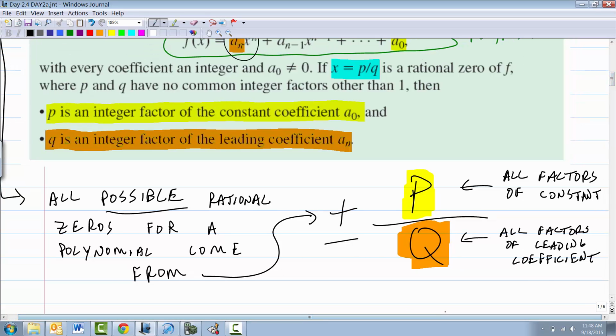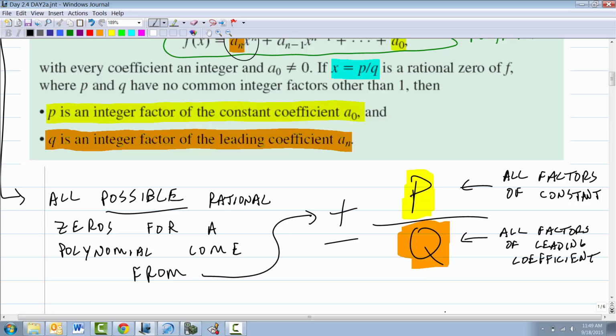Do you remember P over Q? Well, this is what it says. The biggest word right here is underlined. Everyone say it. Possible. These are the only possible rational zeros for a given polynomial. And then every book I've ever seen uses the letters P over Q, plus or minus.